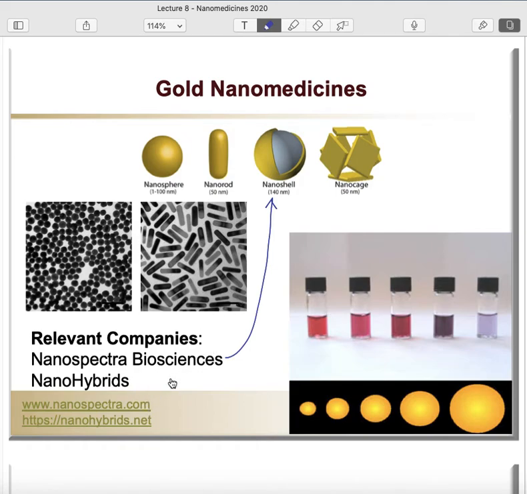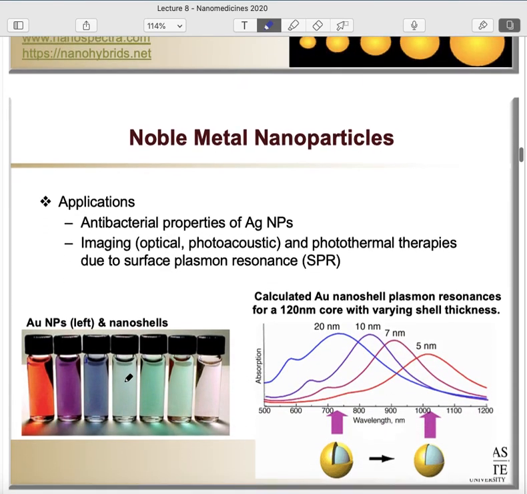Nanohybrids came out of the work of people at UT Austin, Dr. Stas Emelianov and Dr. Kimberly Homan, and I forgot one more person, Dr. Konstantin Sokolov. They are actually some of my professors and one of my colleagues, so I'm very interested in the status of this company for sure. All right, and I should say Nanohybrids is in Austin.